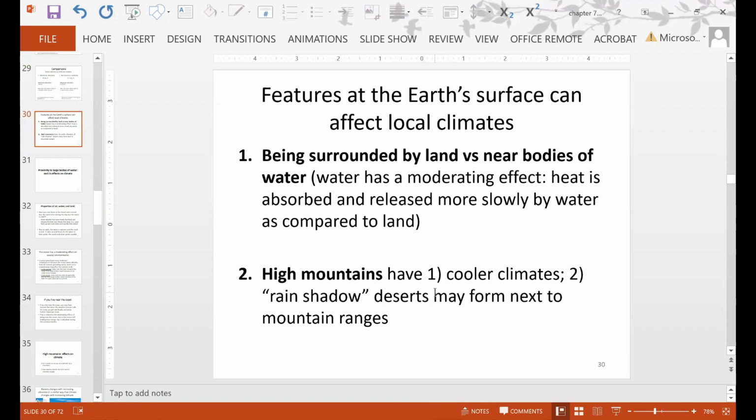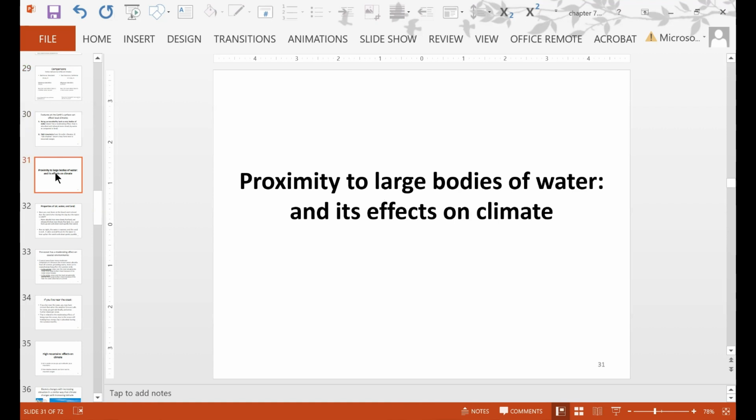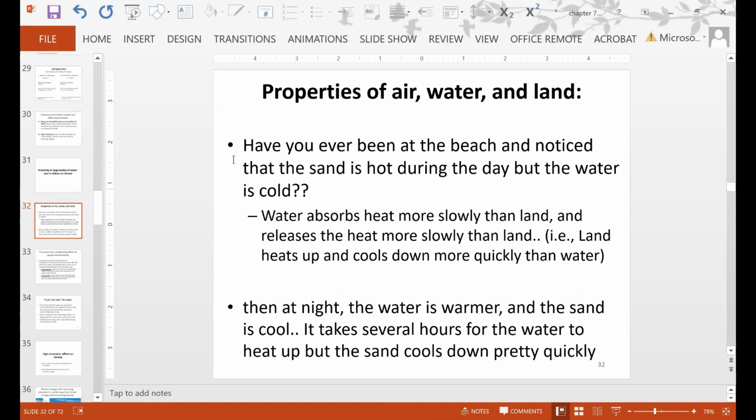And in a mountainous area, you're going to have cooler climates. Also, there's something called a rain shadow desert, which we'll discuss in a few minutes. So let's go over the details related to the moderating effect of living near the water. So we can think about it this way.